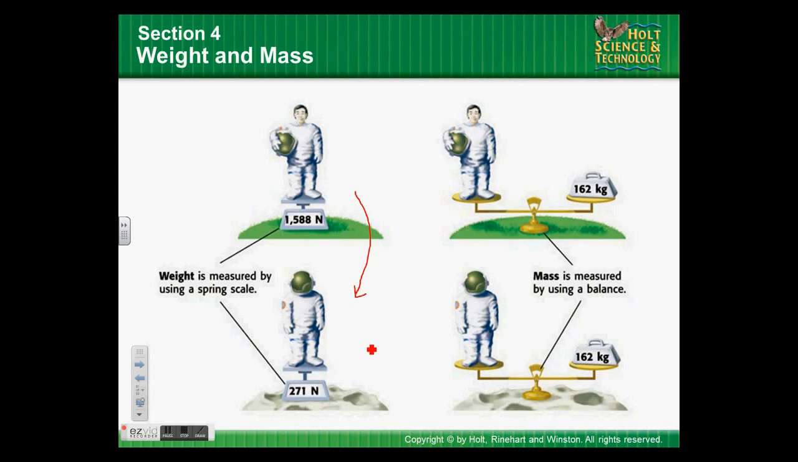When he goes to the moon, down here, his weight is less, about a sixth. He weighs less because the moon has less gravity, so it's not pulling him down as hard. Why does the moon have less gravity? Because the moon has a smaller mass. You see the mass, 162, 162, the mass remained the same.